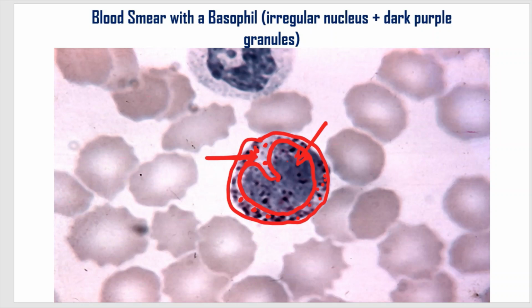Label it like that. When you draw that, also draw the accompanying red blood cell. This is a red blood cell here, this is a red blood cell here, this is a red blood cell here. So when you draw the basophil, draw 2 to 3 red blood cells as well, just to show that this is a blood smear.